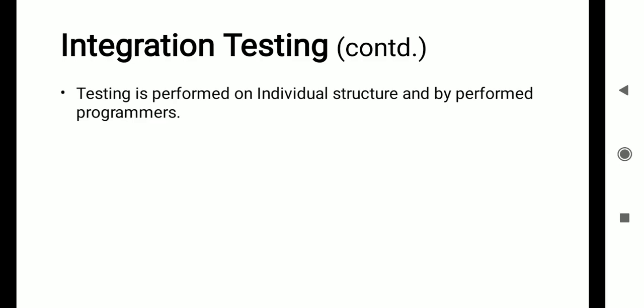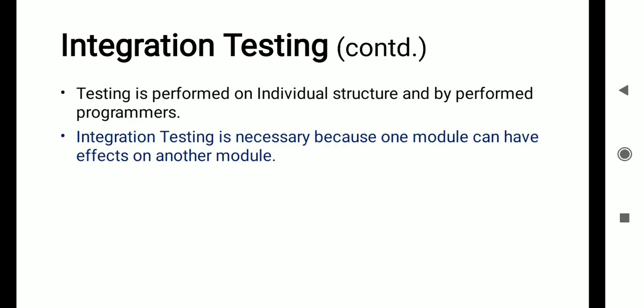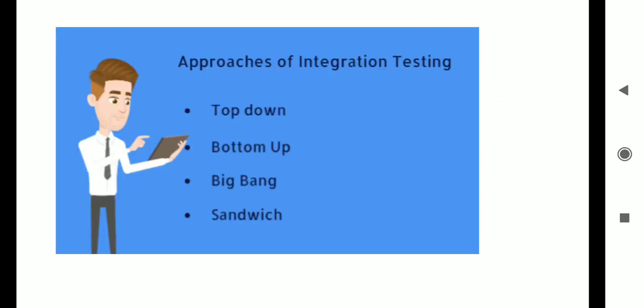Coming on to some more points of integration testing. Testing is performed on individual structures and it is performed by programmers. There is a mistake over here: "by performed programmers" is wrongly written. It is performed by programmers and individual structures are used. Integration testing is necessary because one module can have effects on another module. Interfacing errors are detected in integration testing. So these are some of the approaches of integration testing: top down, bottom up, big bang or sandwich testing.